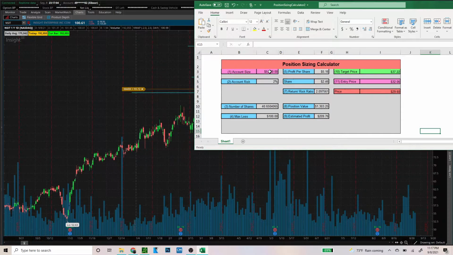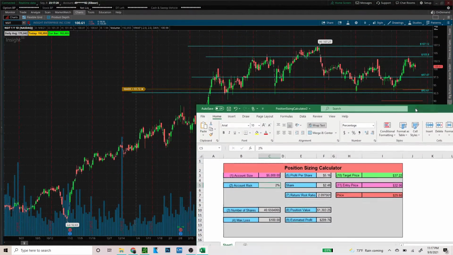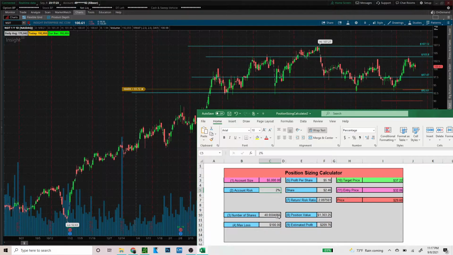So the scenario we looked at on NSIT, we're going to assume today we have $5,000 in our portfolio. This is the account risk we want to use. I don't recommend going any higher than 2%. But if you do, it's at your own risk, but I don't recommend it. You didn't hear it from me.